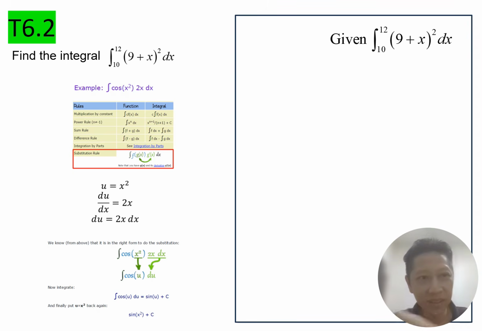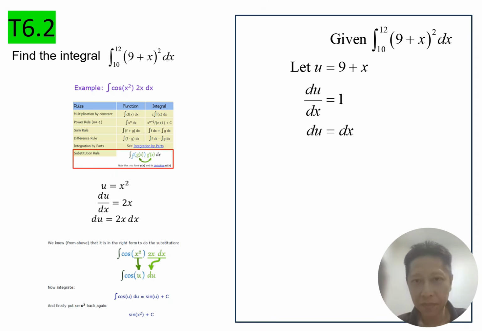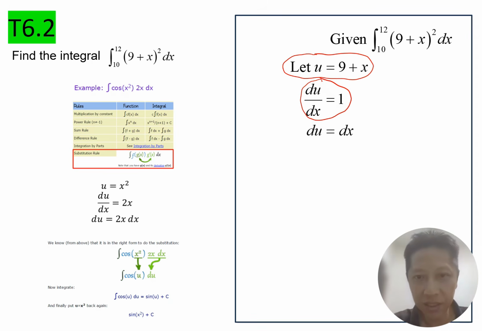We'll go to the second question, 6.2. This is a similar situation, only that now we have a defined bounded area, finding the area starting when x equals 10 until x equals 12. We're going to follow the same process, taking u to represent 9 + x. We'll let u be 9 + x. Then, to find the relationship between du and dx, we differentiate u with respect to x. We only have one x here, so it will be a constant 1. Then this will be the relationship between du and dx.